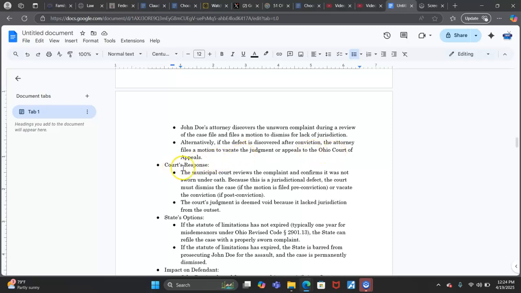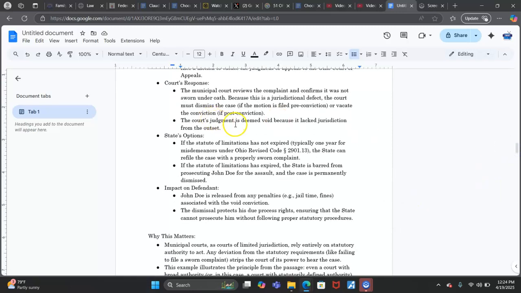That's correct. Court's response: the municipal court reviews the complaint and confirms it was not sworn under oath. Because this is a jurisdictional defect, the court must dismiss the case if the motion is filed pre-conviction, or vacate the conviction if post-conviction, meaning if he's already been adjudicated guilty or if he's already been convicted, then they have to vacate it.